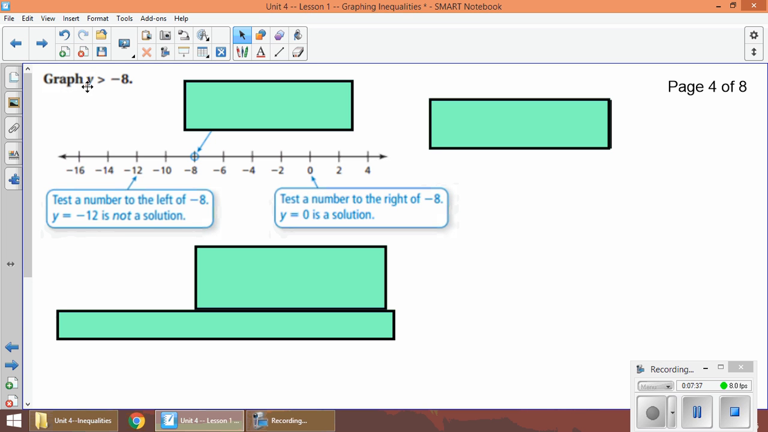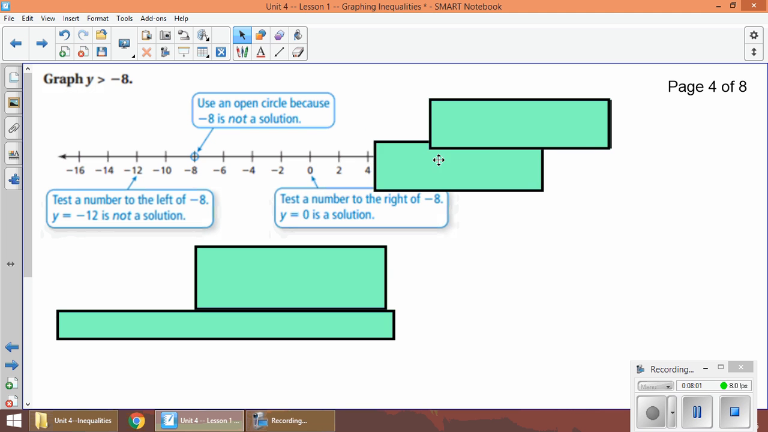So if I put 0 up here in place of y and ask, is 0 larger than -8? Is that a true statement? Is 0 bigger than -8? And the answer is yes. So what we're going to do is, since this inequality sign is just greater, I'm going to put an open circle right over -8.